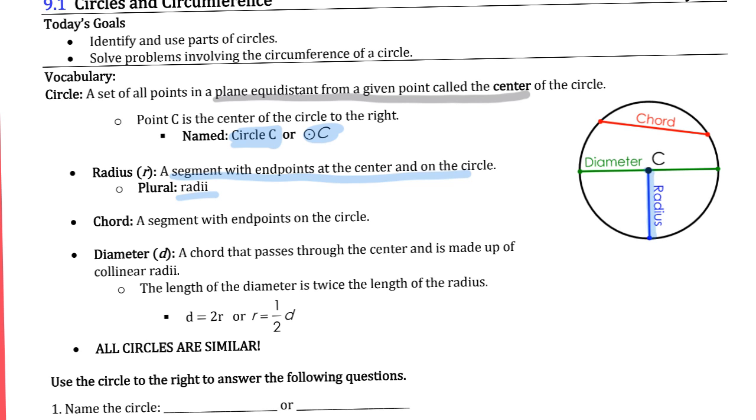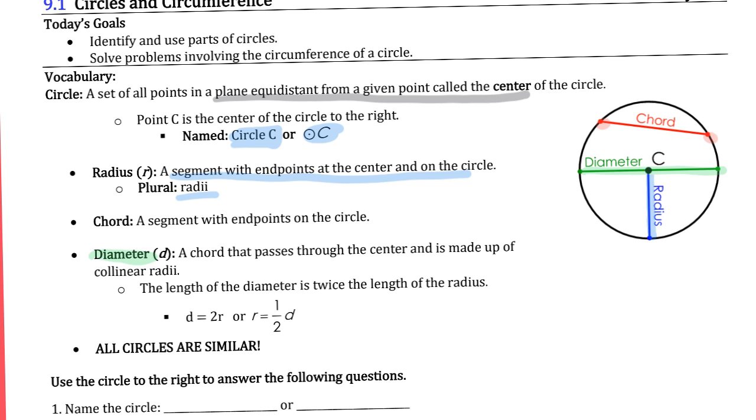A chord is connecting 2 points on the circle. So take any 2 points on the circle and connect them, you'll get a chord. The longest chord you could draw would be the diameter. And so this is a chord, but it also has a name because this chord goes through the center. It's called a diameter. And so that would be right here.